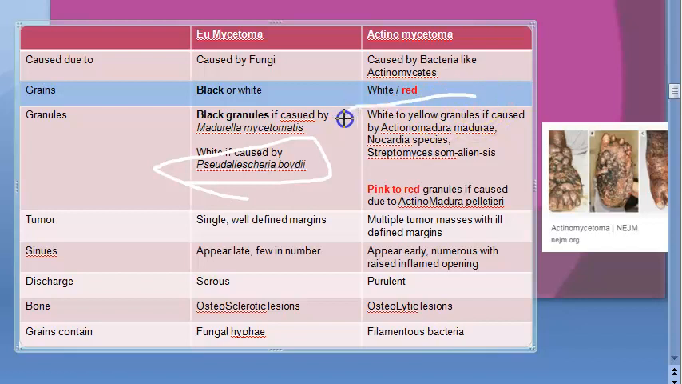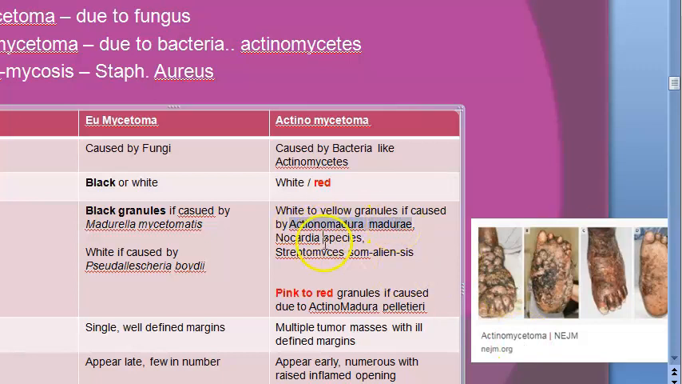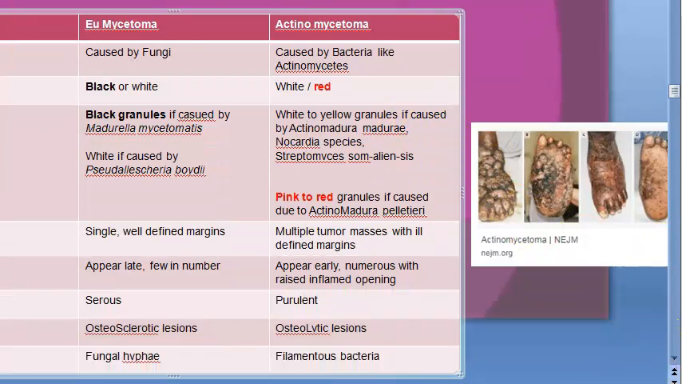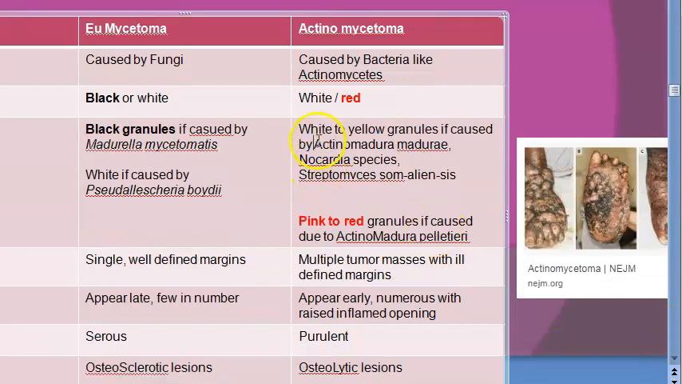White or yellow granules again. Here white to yellow granules is caused by Actinomadura. What a name, right? It is caused by actinomycetes, as you already know. So it is an easy name only. It is caused by some actinomycetes. What is the name? Actinomadura.